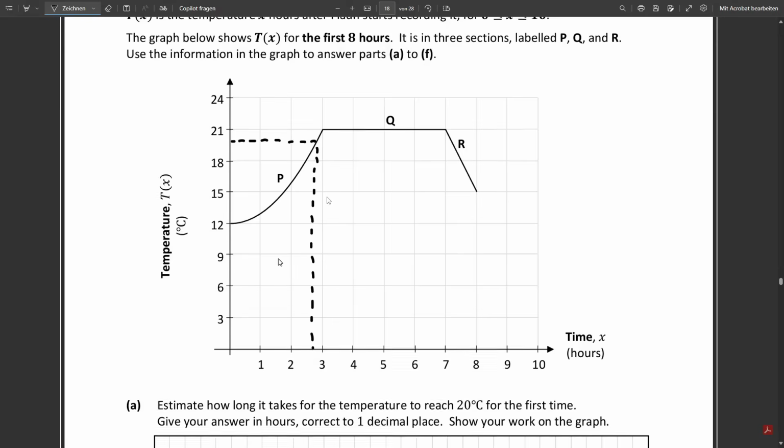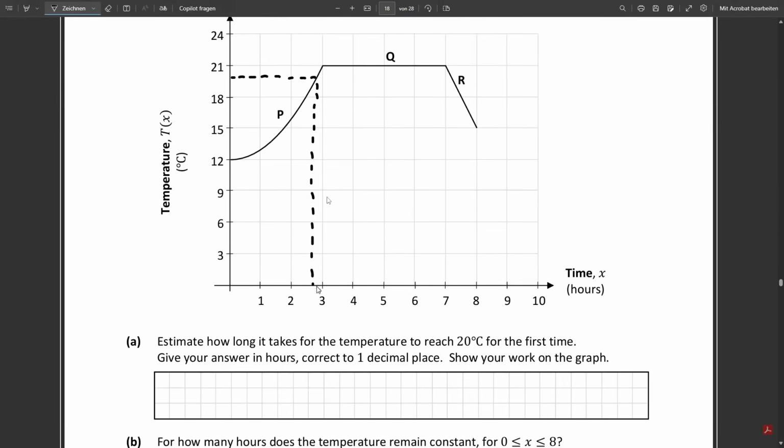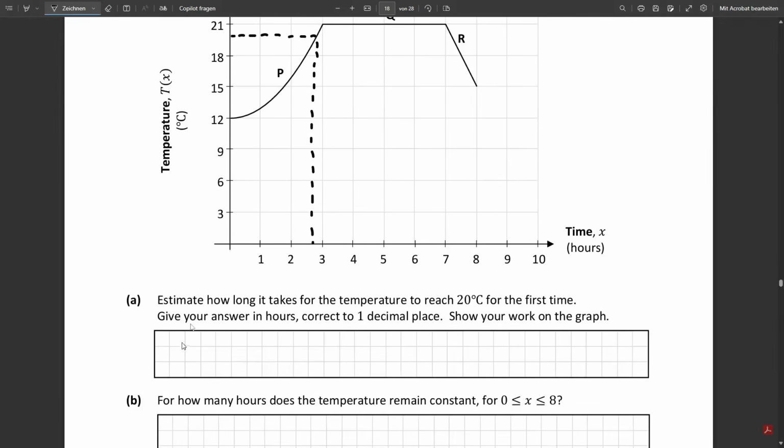Can you do this better with a ruler? And they say to show your work on the graph. So this is about 2 points. And I guess looking up here, it's probably 4/5. So it's 2 hours and 4/5 of an hour. Well, I guess you could say it's 2.8 hours, I suppose.